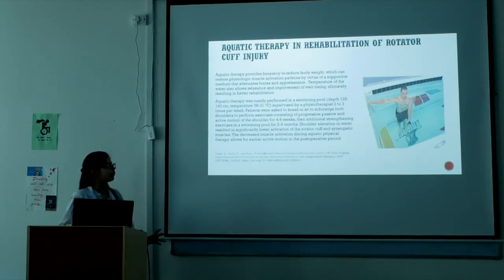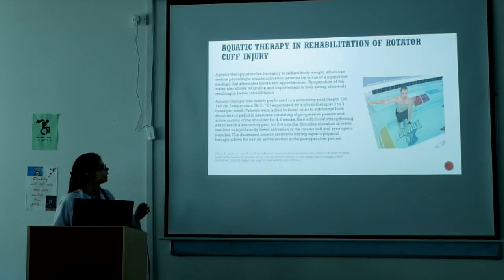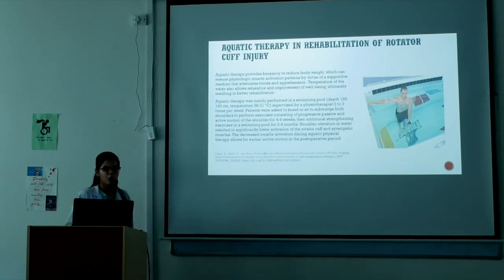Aquatic therapy basically provides buoyancy that reduces your body weight, which can restore physiological muscle activation patterns, or supportive medium, and it attenuates force and apprehension. Aquatic therapy is mainly performed in a swimming pool supervised by a physiotherapist 2 to 3 times per week. The patient is asked to kneel or sit to submerge both shoulders to perform exercises consisting of progressive, passive, and active motion of the shoulder for 4 to 6 weeks. Then additional strengthening exercises in the swimming pool for 2 to 4 months.